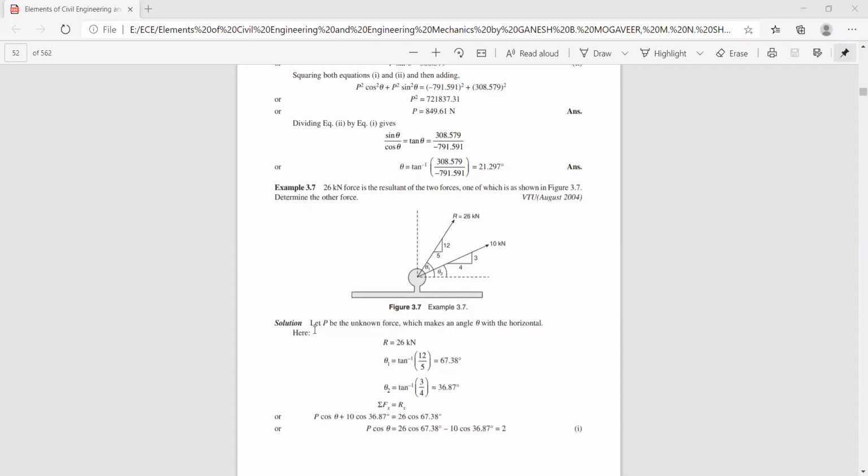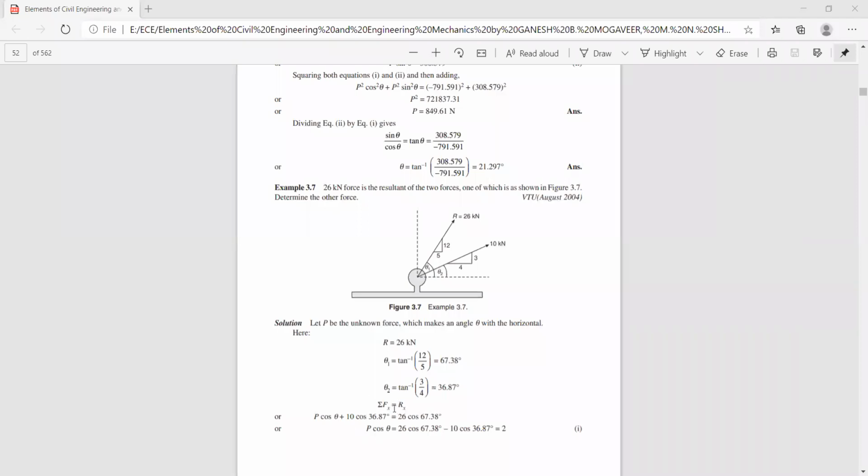So now let us say, let P be the unknown force which makes an angle theta with the horizontal. Now here instead of theta 1 and theta 2, the slope of the line is given. So by using tan relation, you can get these angles. That is theta 1 is 67.38 and theta 2 is 36.87. So in any problem, if the angle is not given, if the slope of the line is given, directly you can find out the value of theta by using the tan relation.